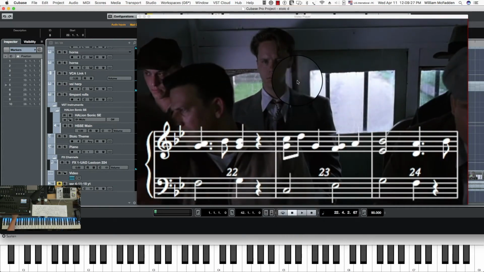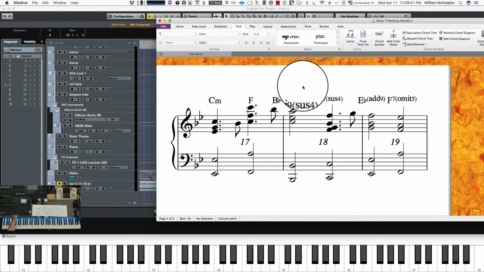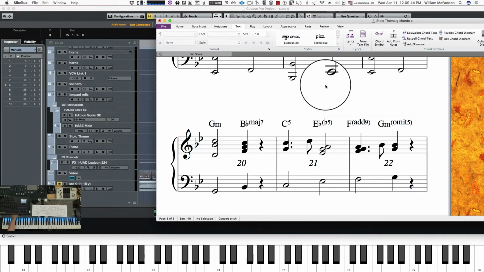So if you notice, a harp came in at that point. So let's go ahead and take a look at the next few measures. So at 20, we have the G minor again, the B flat major. Now we have a C5, no 3rd. And then we have a little bit of dissonance here.